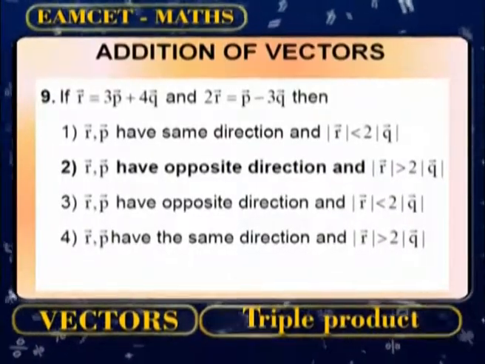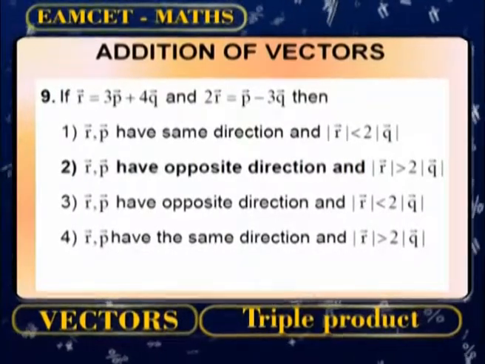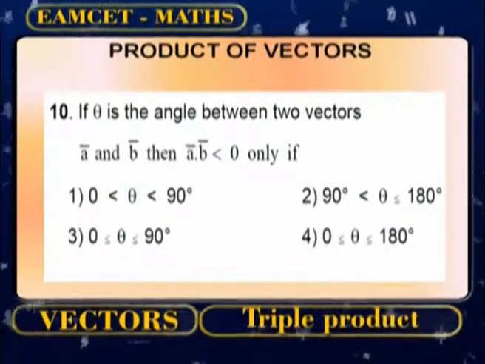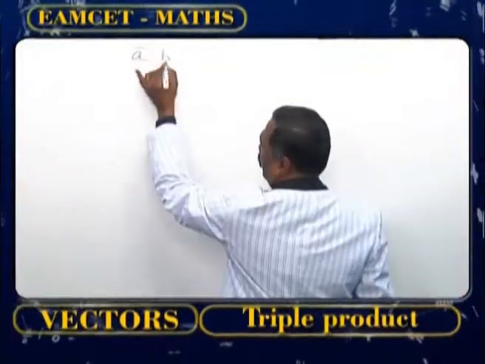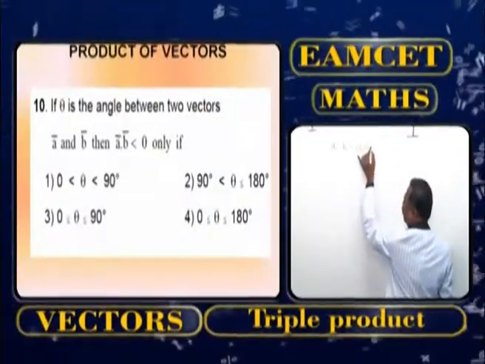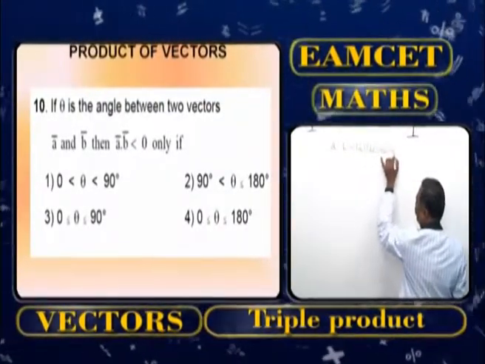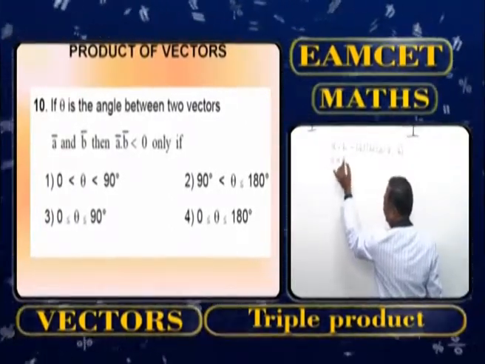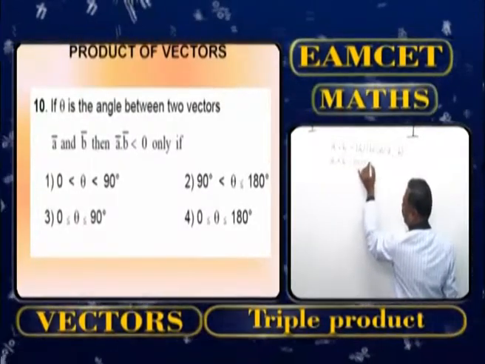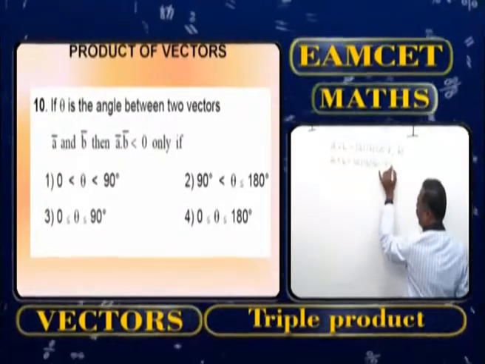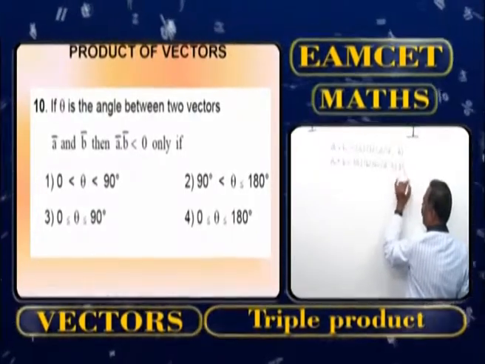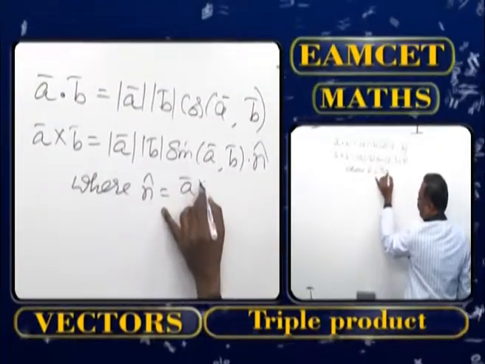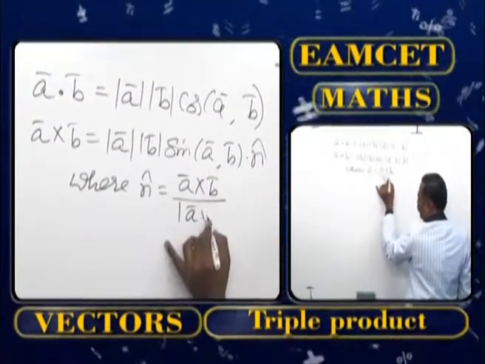The next one, we have already discussed this in the previous class. Next problem, please. And the product of vectors is very well known to you. Among the products of vectors, let us take mod a bar, mod b bar into cos of the angle between a bar, b bar, which is said to be the scalar product. And a bar cross b bar, very well known to you, is mod a bar, mod b bar into sine of the angle between a bar and b bar into n cap, where n cap is equal to a bar cross b bar upon modulus of a bar cross b bar.